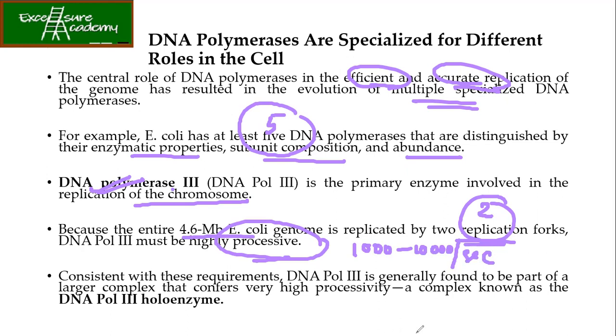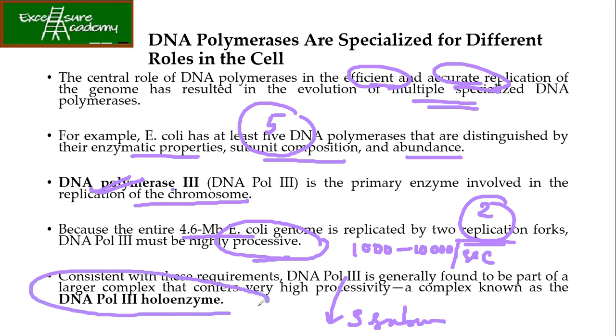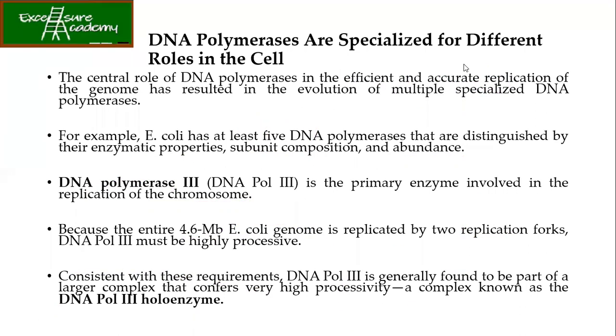Now, consistent with these requirements, DNA pol 3 usually has 3 subunits. But if you include the exonuclease activity and all, it becomes the DNA pol 3 holoenzyme, which is a 9 subunit enzyme. Guys, whatever additional information I'm giving, please make notes of those so that you can revise, and these kinds of questions might come for your part B sections in the CSIR exam.